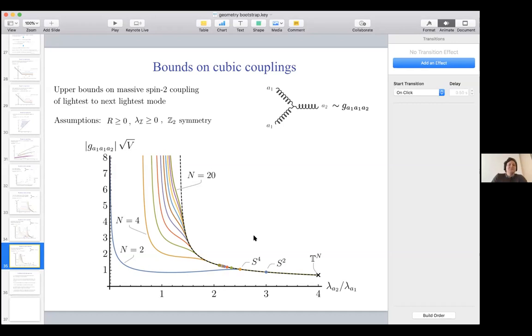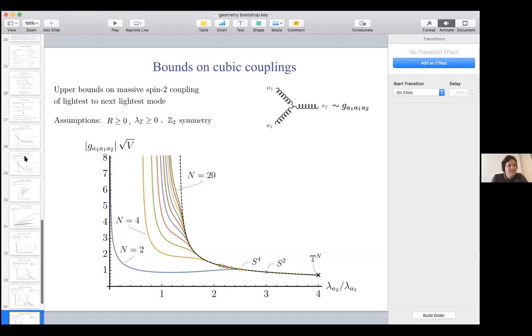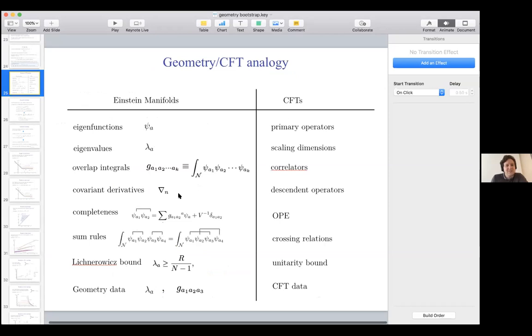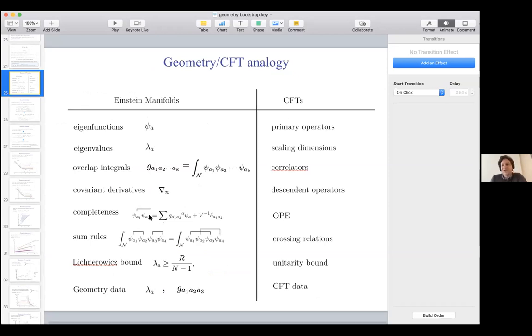So this analogy I made to CFTs doesn't quite work yet because this completeness relation doesn't quite close yet. For example, if I take two of these tensor eigenfunctions and I try to expand them, I would need a spin 4 basis of eigenfunctions and so on.